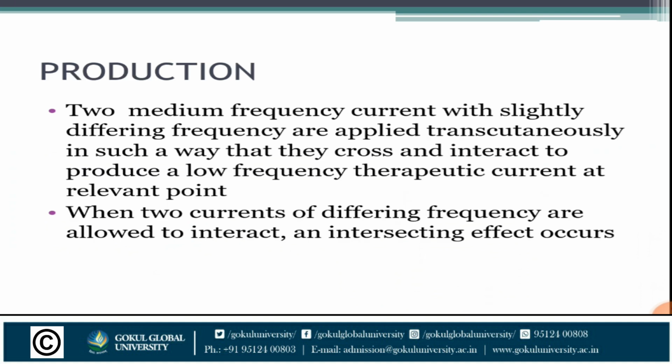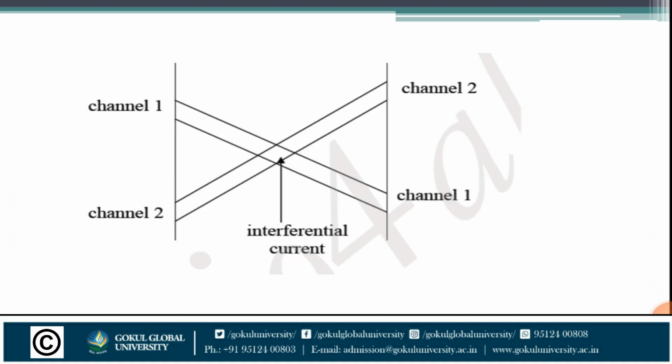Production: two medium frequency currents with slightly differing frequency are applied transcutaneously in such a way that they cross and interact to produce a low frequency therapeutic current at the relevant point. When two currents of differing frequency are allowed to interact, an intersecting effect occurs. Now we see in this figure there is channel 1 and channel 2. By intersecting these two, in the middle there is a production of interferential current.